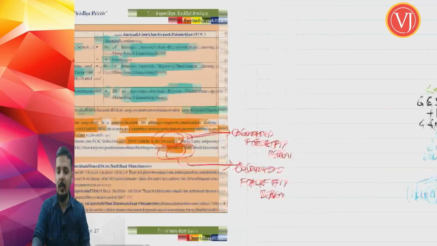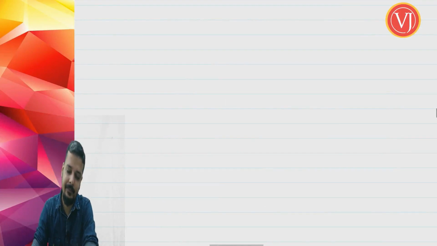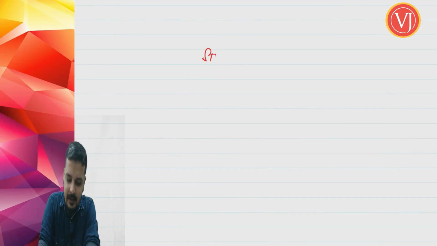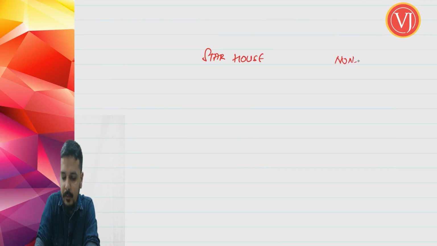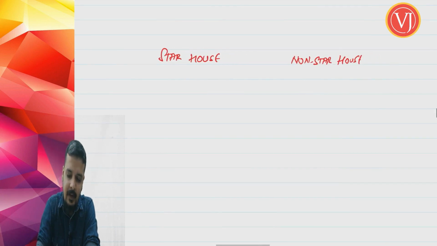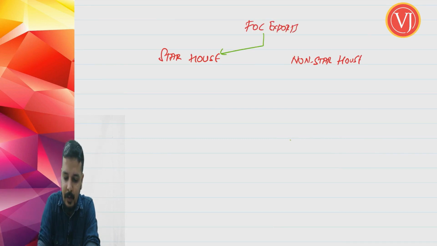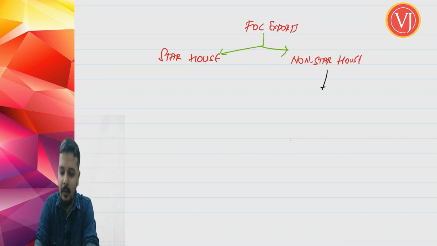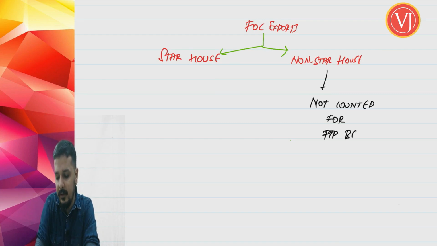You are talking about a scenario where, if I were to explain this very clearly, a star house status holder, or a non-star house, they are giving free samples. You are talking about free of cost exports for export promotion, right? Both of them can give. The only difference is, if at all it is given by a non-star house, it will not be counted. They can send it, but it will not be counted for foreign trade policy benefits.